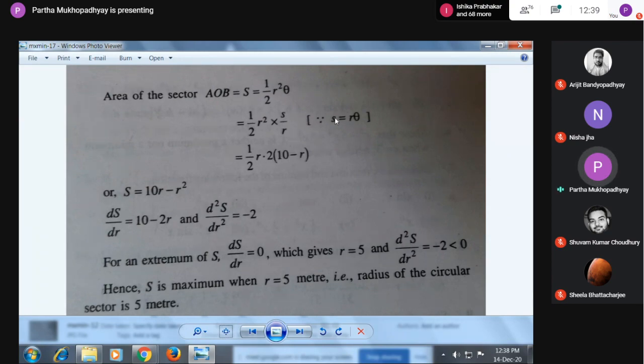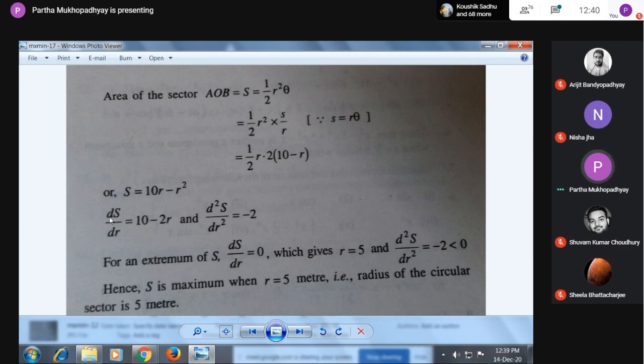So this will be s, small s. So the area is half of r into 2 into 10 minus r. So 2 is cancelled, only 10 r minus r square. So our required area, we can express as a function of r only. Now we can find the value of r so that S is extreme.